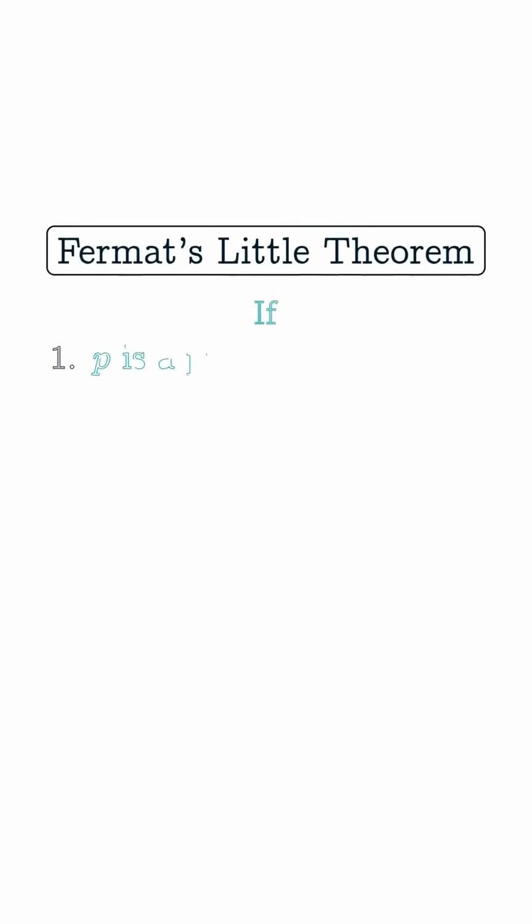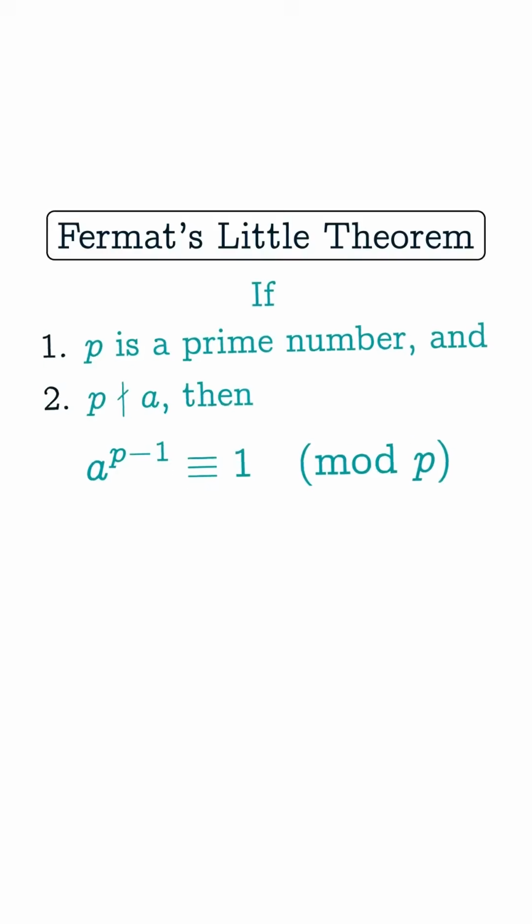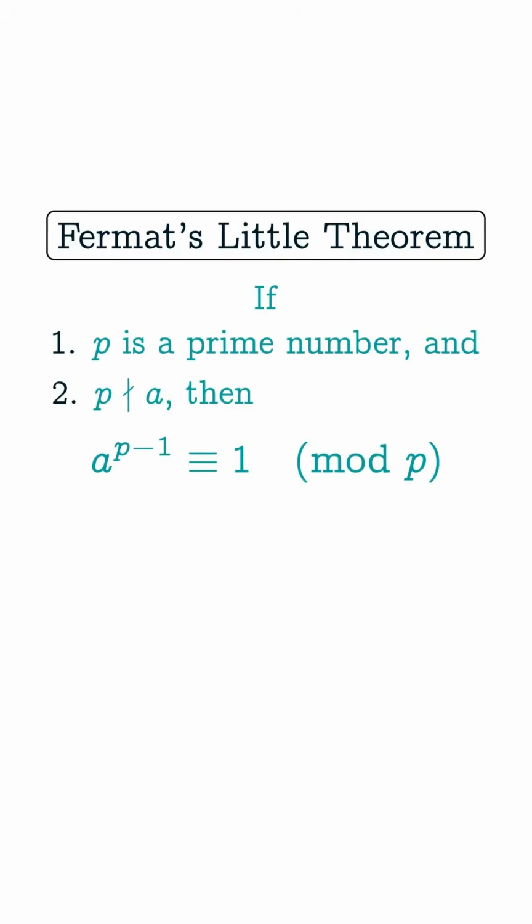What we did is the underlying idea behind Fermat's little theorem. So, Fermat's little theorem says that if p is a prime number and a is a number not divisible by p, then a to the power p minus 1 is congruent to 1 mod p.